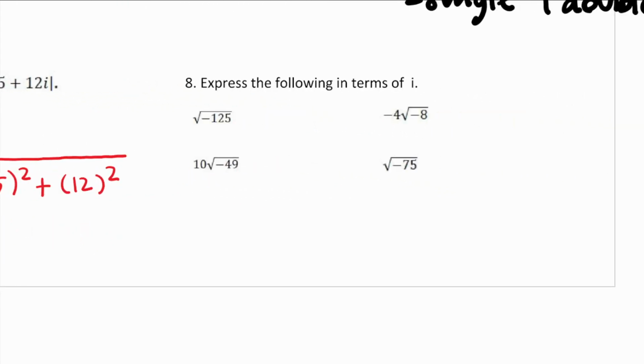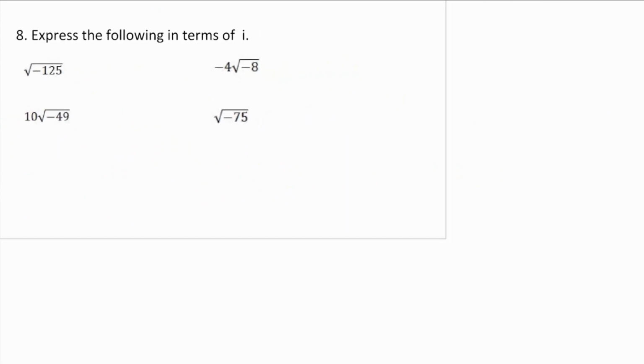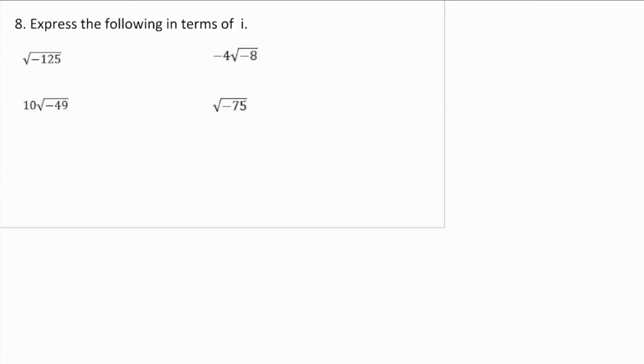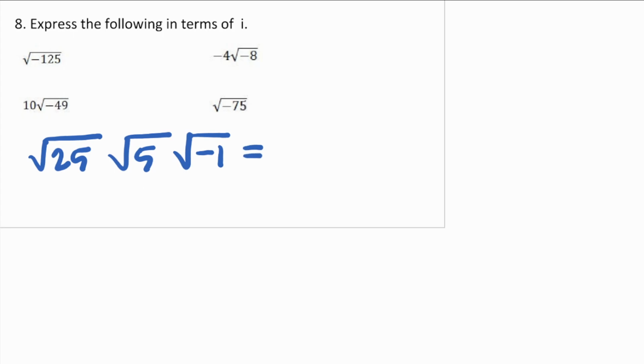Okay, then the next one, express these numbers in terms of i. You can do that. That's probably not going to be enough room for me to work, but 125, I have to just think about what are factors of 125 that are a perfect square, and definitely 25 is coming to mind. So what do I multiply 25 by to get 125, and that would be 5. And then I've still got that negativity, so I'll just account for that with a -1. And so the square root of 25 is 5, square root of 5, I can't really do anything with that, square root of -1, that's i.